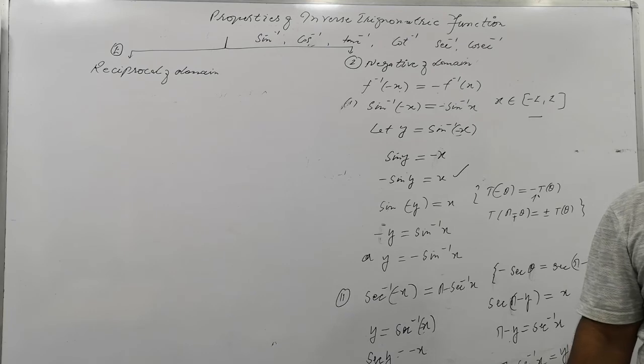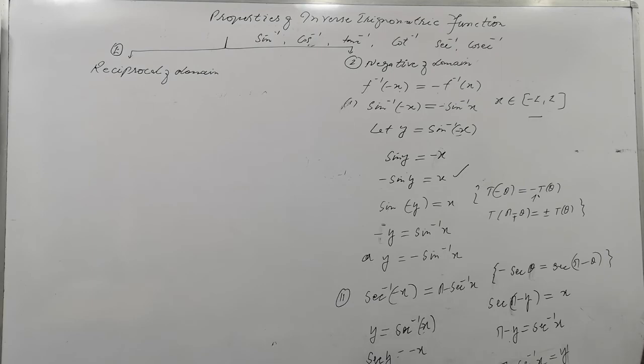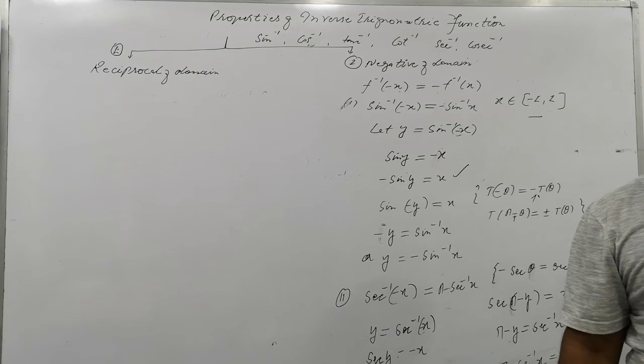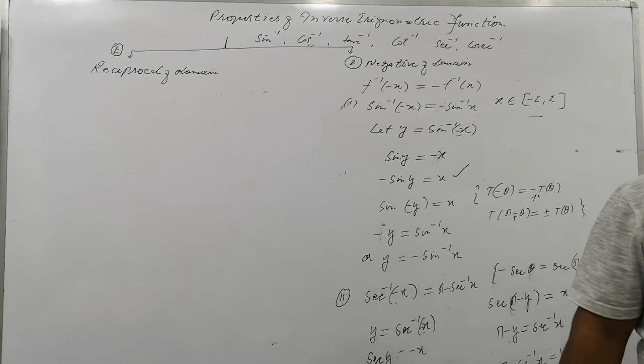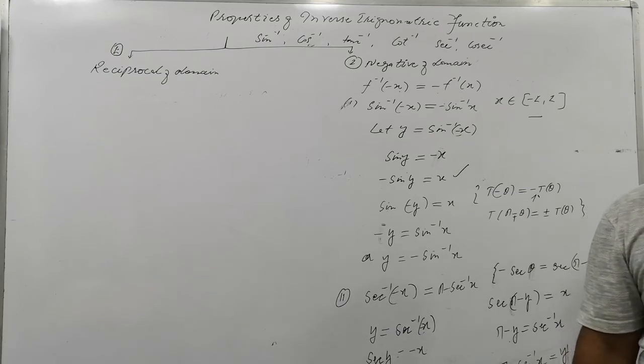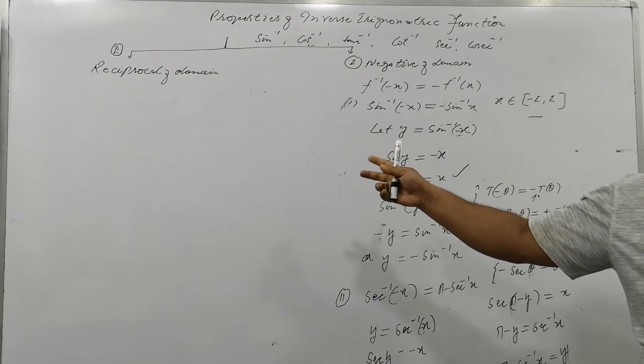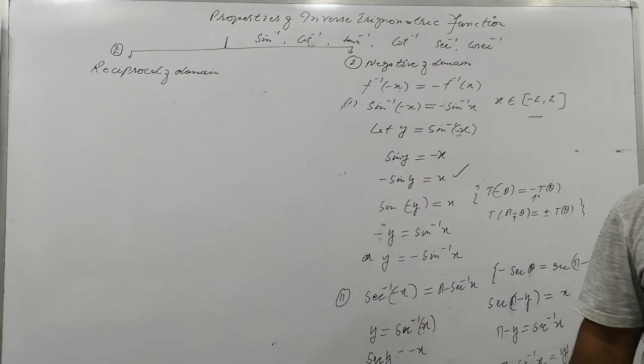Okay, means sine inverse of minus x is equal to minus sine inverse x. Cosec inverse of minus x is minus cosec inverse x, and tan inverse of minus x is equal to minus tan inverse x. Means for tan, cosec and sine. Is that clear? The negativism of the domain will make negativism of the range.